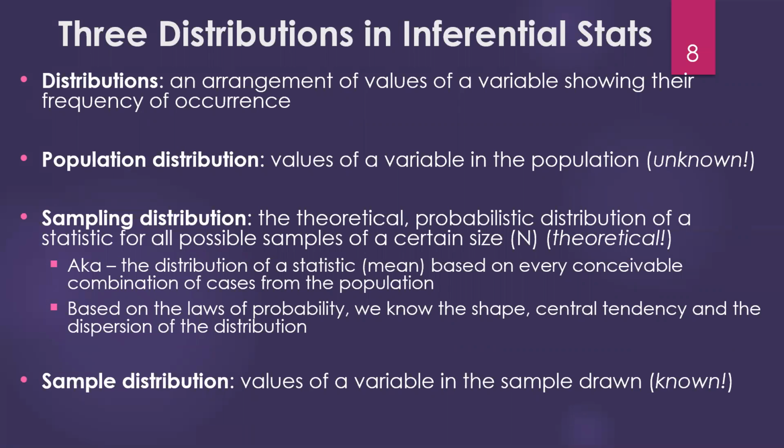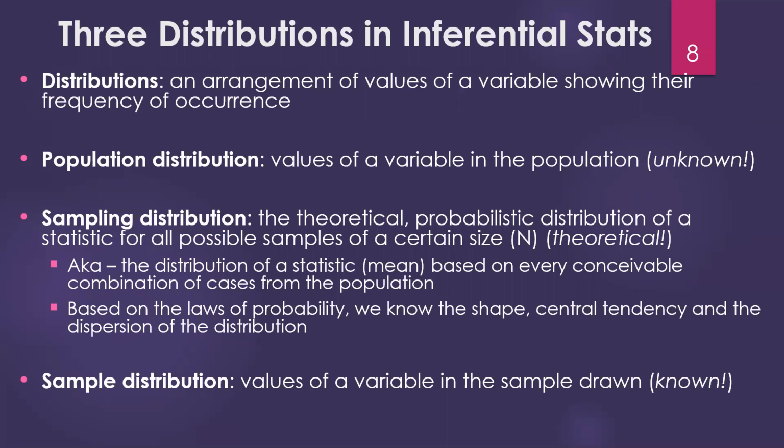Then the sampling distribution is something that's theoretical for all possible samples of a certain size. So this is also known as the distribution of a statistic or mean based on every conceivable combination of cases from the population. And as we'll look at, there's two rules or laws of probability that mean we will always know the shape, the central tendency, and the amount of dispersion, the standard deviation, of a sampling distribution. So we'll see that in a minute.